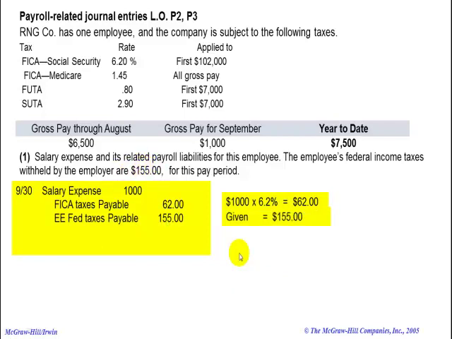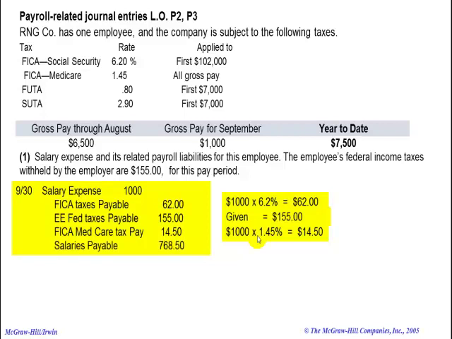What else? That was given to us. The Medicare taxes payable will be $14.50. That's a payable and a credit, and that's based on $1,000 times 1.45%. And let's see what else we got here. We've got a credit to salaries payable for the $1,000 minus all of these taxes payable.